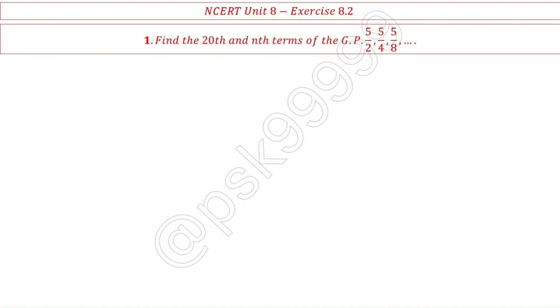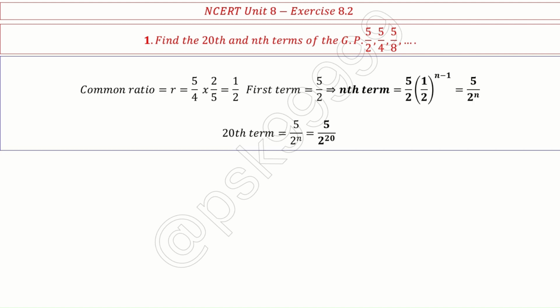Yeah, the first question is to find the 20th and nth term of the GP. Given here, the first thing is either you can directly find the nth term and then substitute n equal to 20. That is one way. So the first thing you need to find out for any GP or AP is the common ratio or common difference. Once you have that and the first term, then you can do anything you want, right?